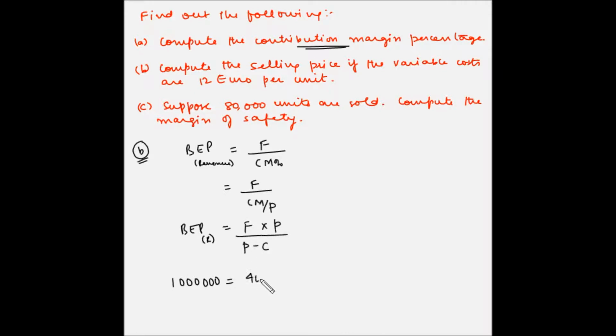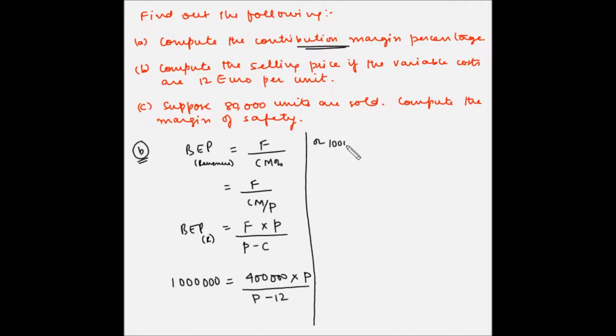Fixed cost is 400,000. Unit selling price is the unknown, divided by the unit selling price minus the unit variable cost, which is 12. Or let's bring P minus 12 on the other side. So here it is in the denominator. When we bring it on the opposite side, it will go in the numerator.